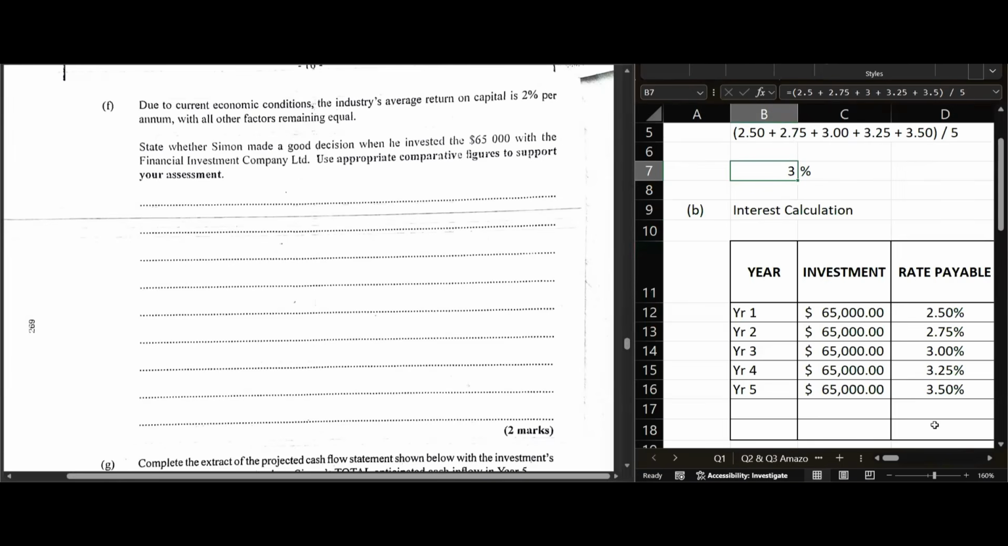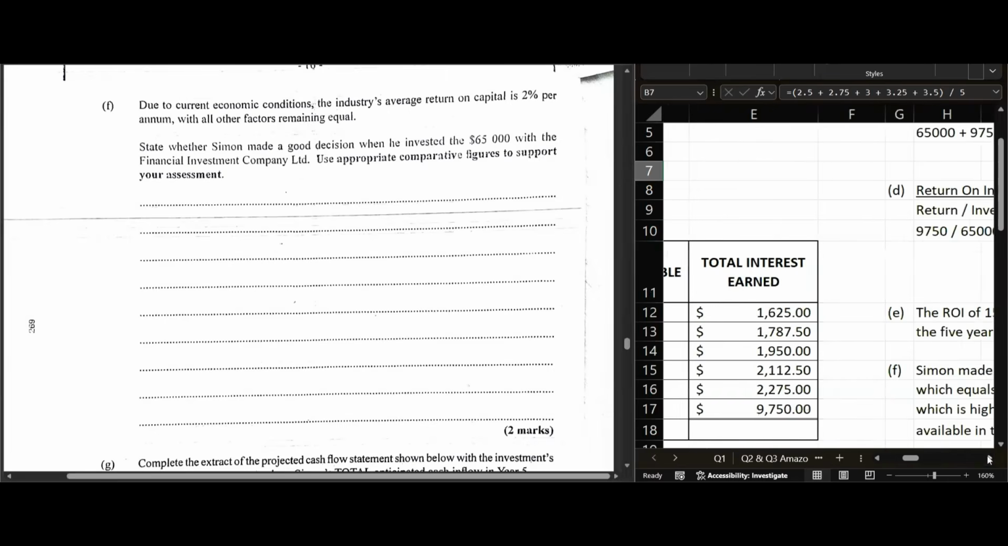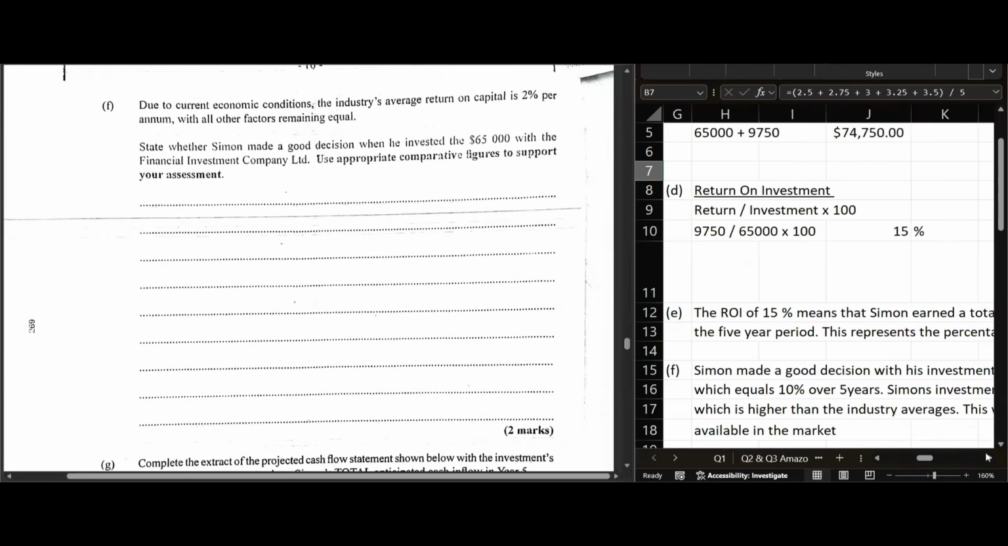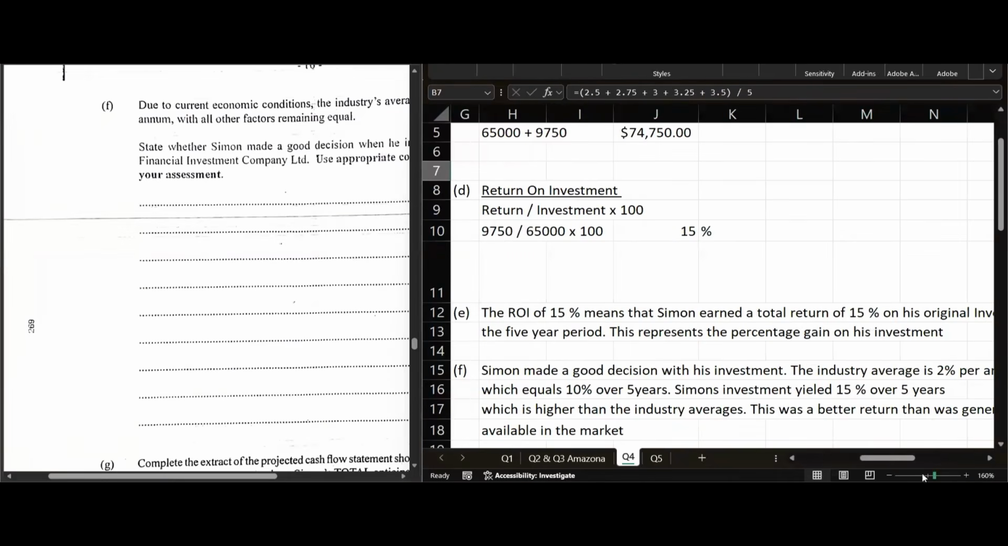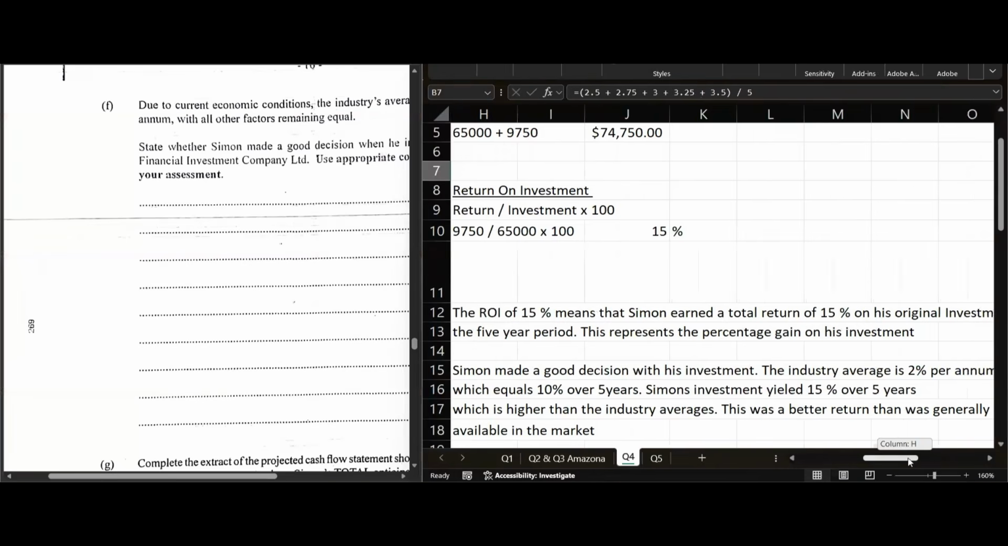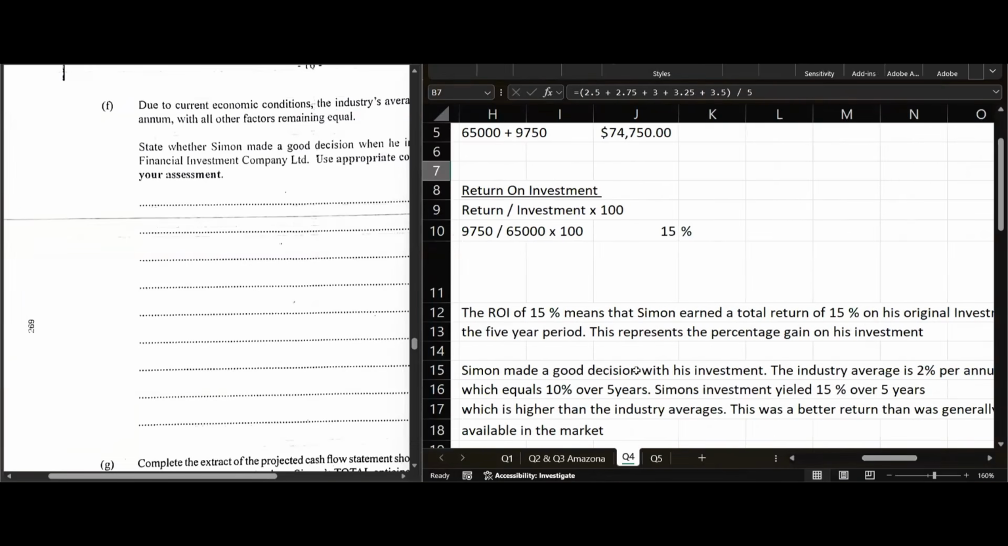So it means that he made a pretty good investment because he's getting back a 3% return, whereas the industry average is 2%. His total return on the industry average would have been 10%. So he got back 15% in relation to the industry average of 10%. Right, guys? So Simon made a good decision with his investment.